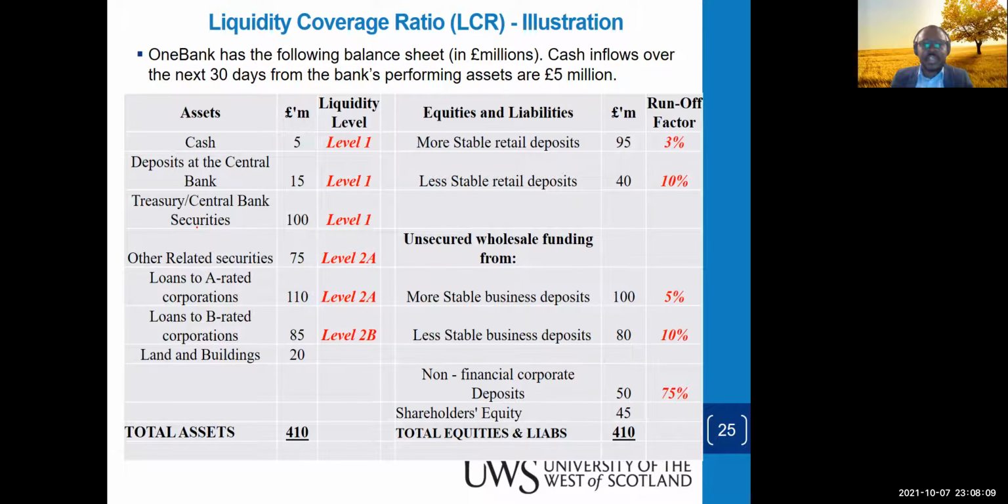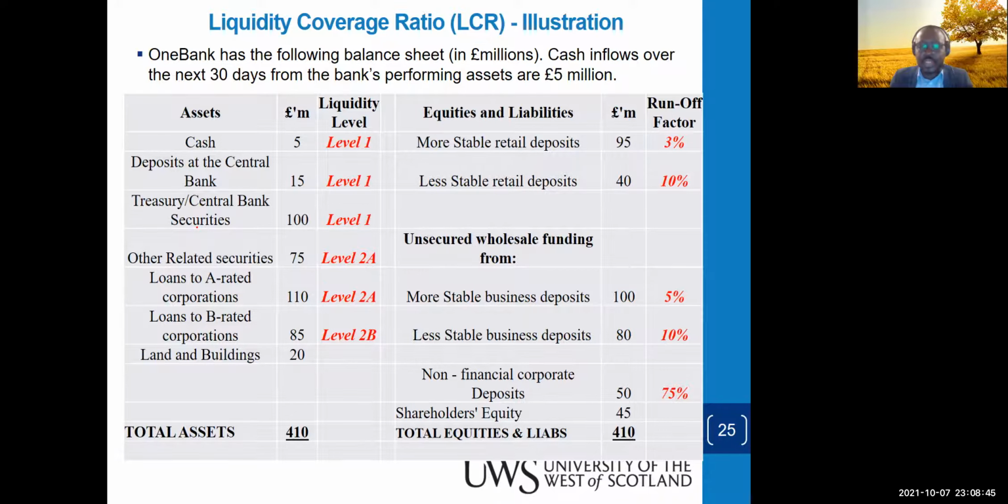One bank has the following balance sheet items. Okay, so statement of financial position: cash inflows over the next 30 days from the bank's performing assets are 5 million. Take note of that. So we are giving our assets on the left hand side. The values are there, and the liquidity levels are given in terms of level 1, 2A, and 2B. And then we have the equities in terms of more stable retail deposits and less stable retail deposits.